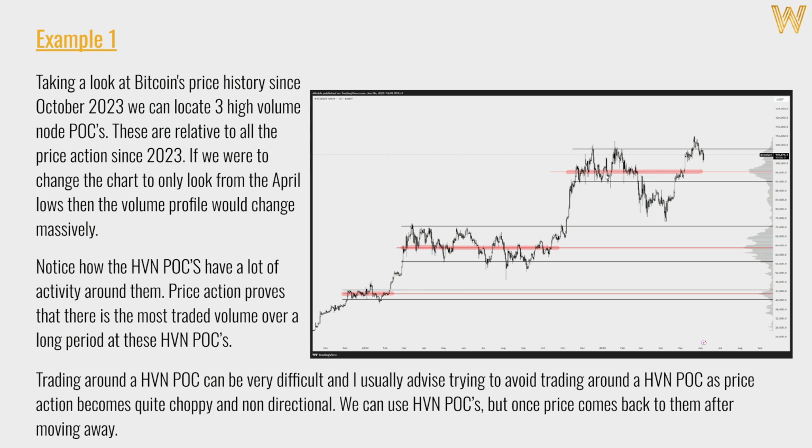The best way to use these high volume node POCs is when price breaks away from them and retests them. So in our current case, which we'll get onto shortly, this is going to be a really nice place to be a buyer on Bitcoin if we retest this high volume node POC, right? Once price moves away from them, then retest. Again, if price moved away here and came back to retest, that would be a really nice place to get long because we know historically there was volume traded there.